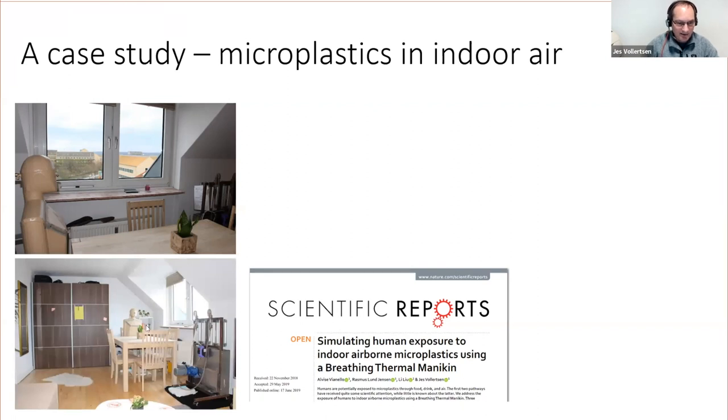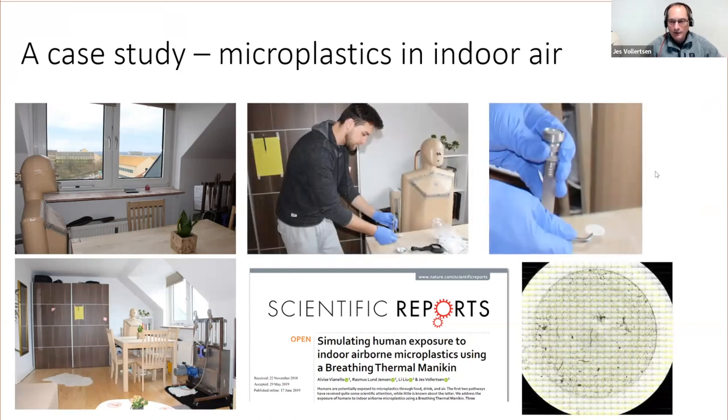And this mannequin is a bit handicapped, so he has his lungs over here. These are the lungs of the mannequin, and this is very noisy. This was in a flat with students because it was their project, so they could easily live with that. And then we put a filter.